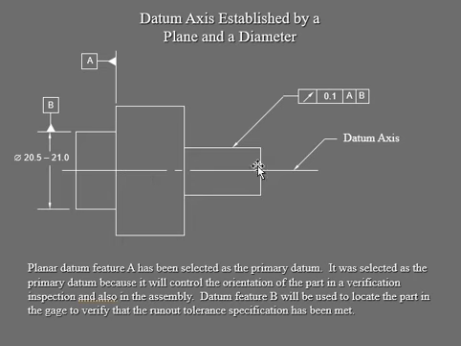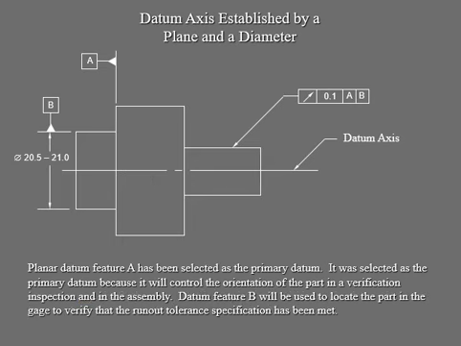So you're dealing with this axis, and when you look at it from this side, you're going to see the circles. So your planar datum feature A is right there, and then your datum B is going to be right here. This is your tolerance. So your diameter is going to be from here to here. Diameter is 20.5 all the way to 21.0. So we're going to use that to locate the part in the gauge to verify the runout tolerance specification, which is 0.1.